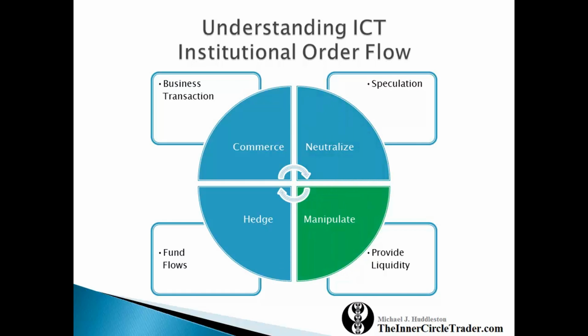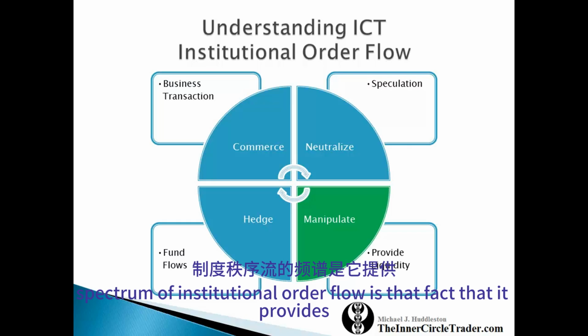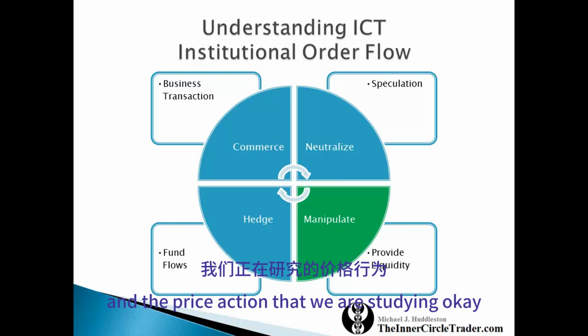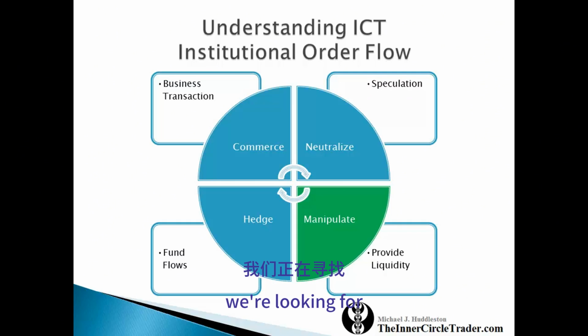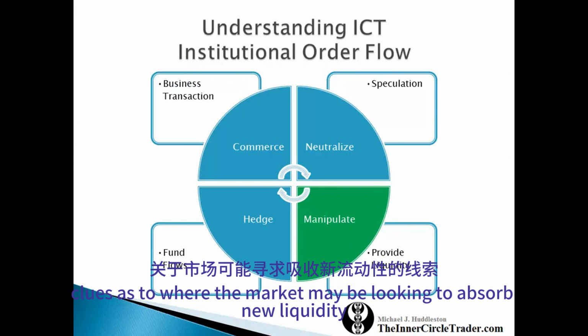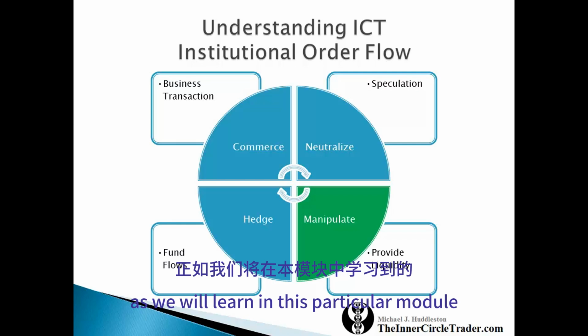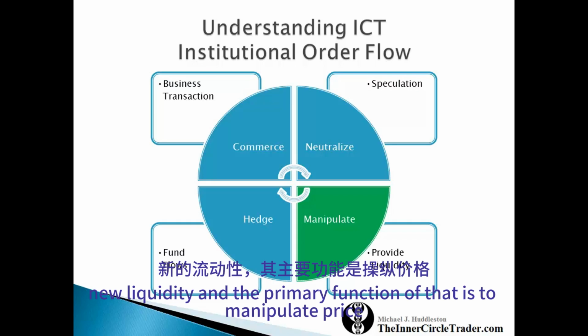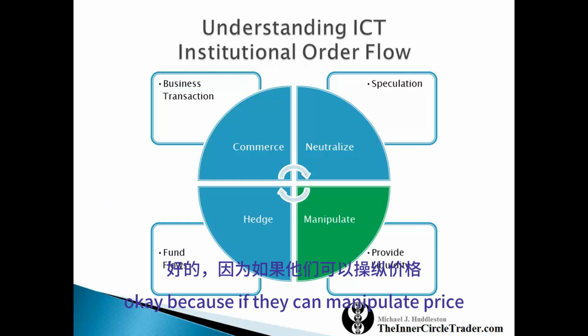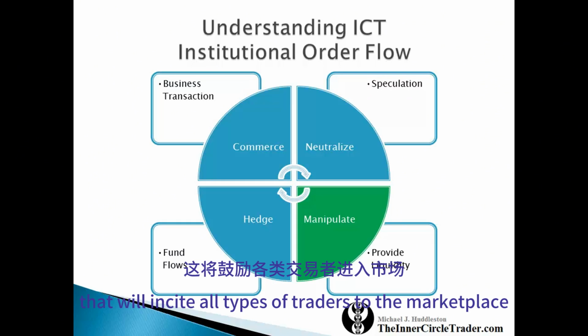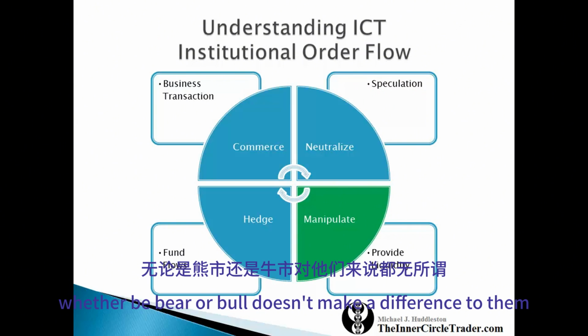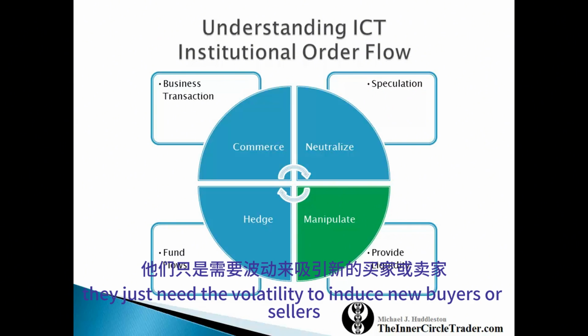The next spectrum of institutional order flow is the fact that it provides liquidity. In the price action that we are studying, we're looking for clues as to where the market may be looking to absorb new liquidity or inject, or engineer, as we'll learn in this particular module, new liquidity. The primary function of that is to manipulate price, because if they can manipulate price, that will incite all types of traders to the marketplace, whether it be bear or bull. It doesn't make a difference to them. They just need the volatility to induce new buyers or sellers.